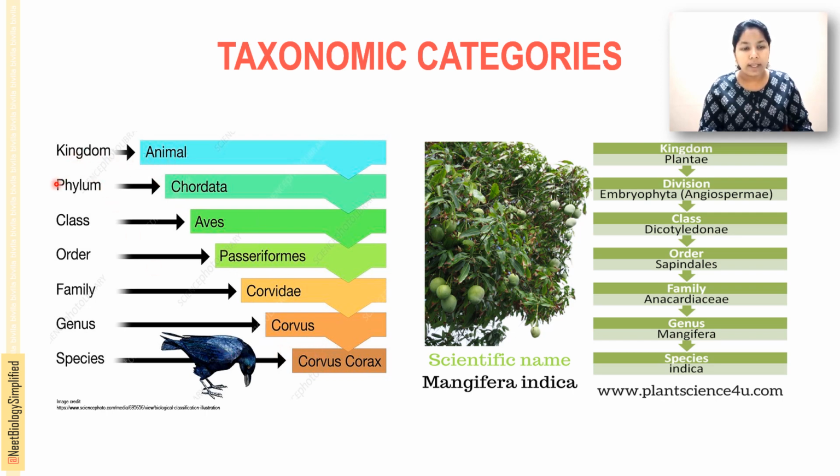Kingdom Animalia or animal kingdom, phylum Chordata, class Aves, and order Passeriformes, family Corvidae, genus Corvus, and the species Corvus corax. And the mango tree, Mangifera indica is the scientific name, coming under the kingdom Plantae, and as it is a plant kingdom, they are coming under the division Angiospermae or Embryophyta, class Dicotyledonae, order Sapindales, family Anacardiaceae, genus Mangifera, species Indica.